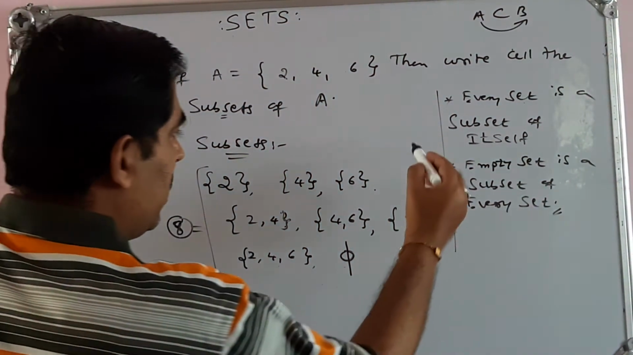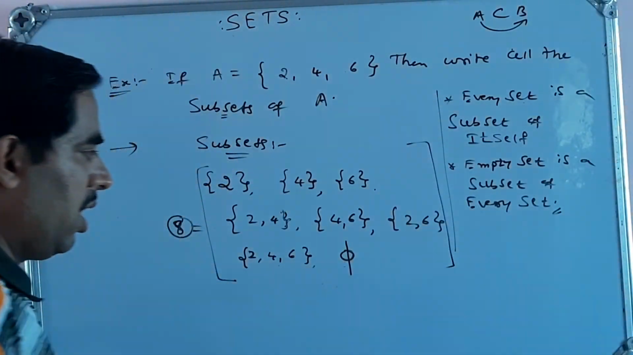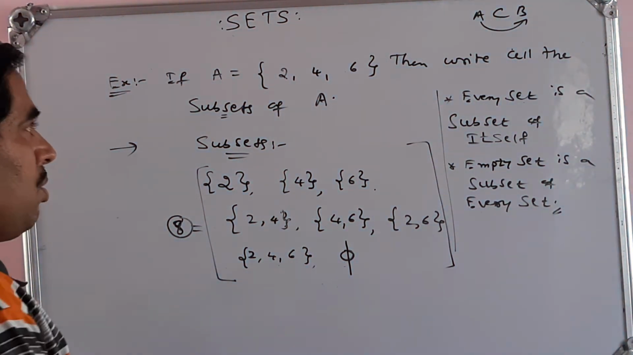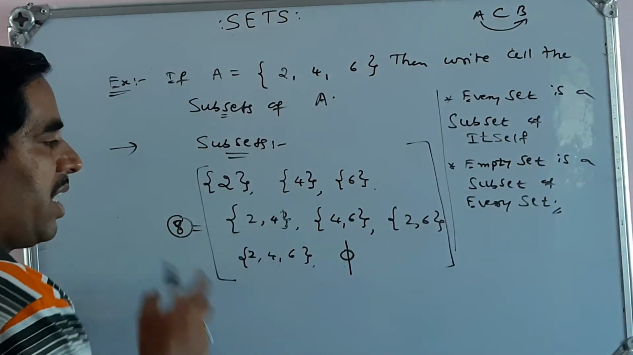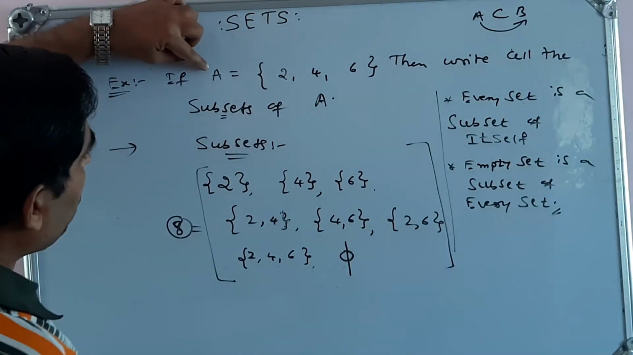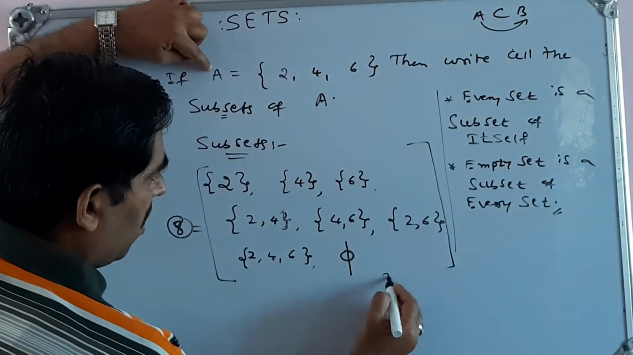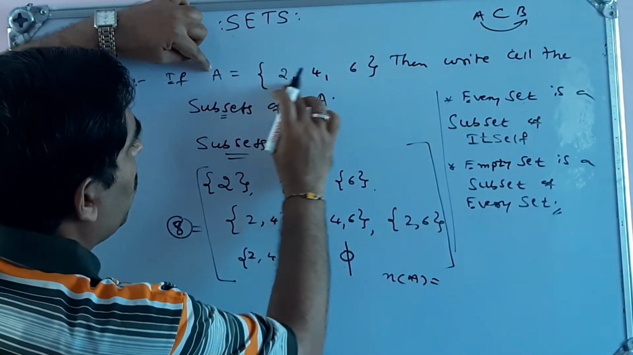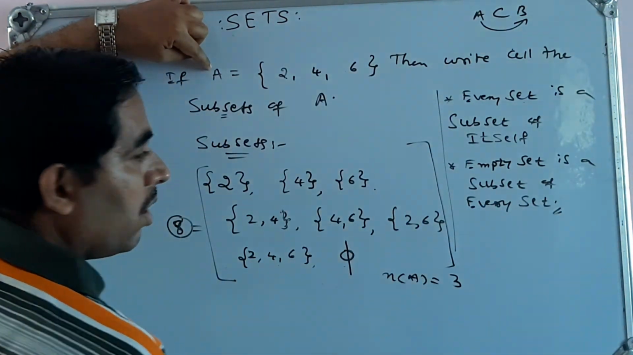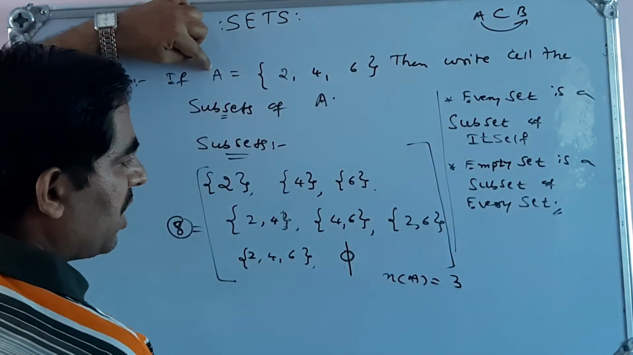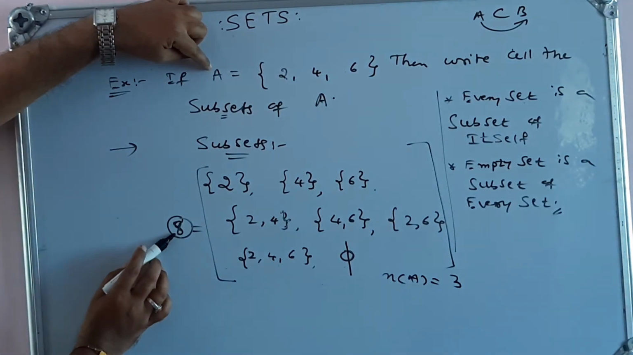Okay. See, 8 is a very important point. Listen carefully. Observe the point I am saying. This set has 8 subsets. Another observation is the cardinal number, n of A. What are the total number of elements in this set? See, 3. The total number of elements in the given set is 3. Then I got the total number of subsets as 8.